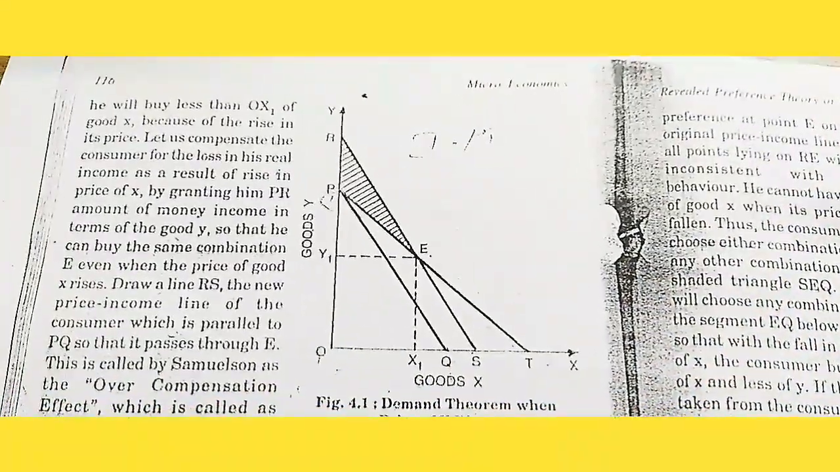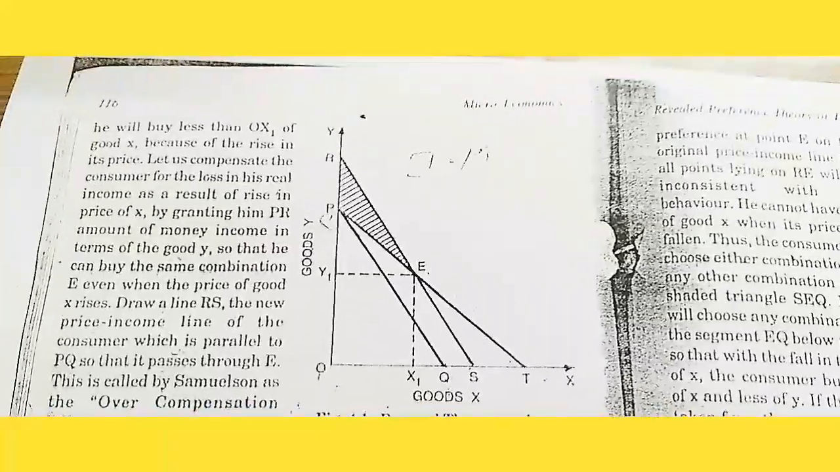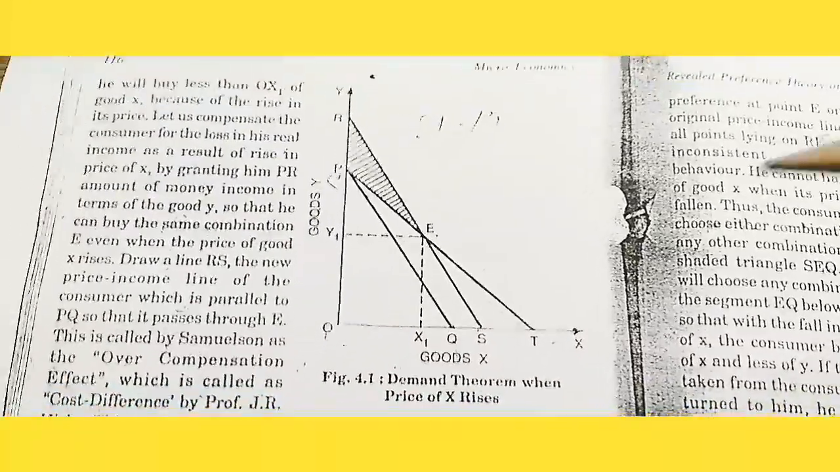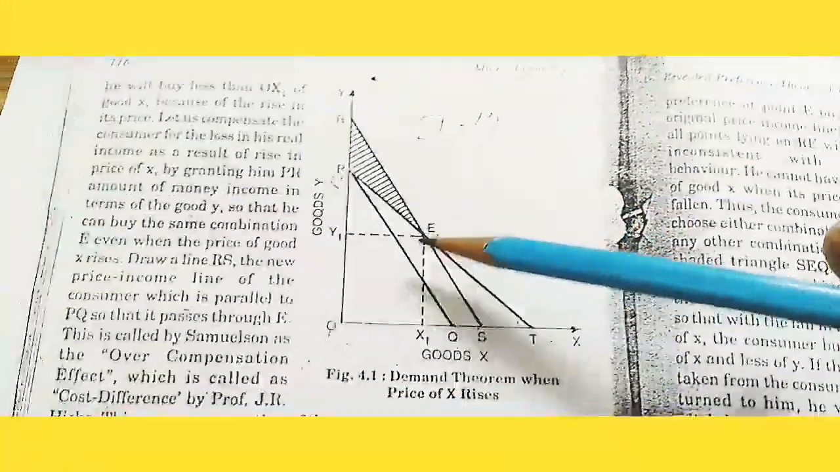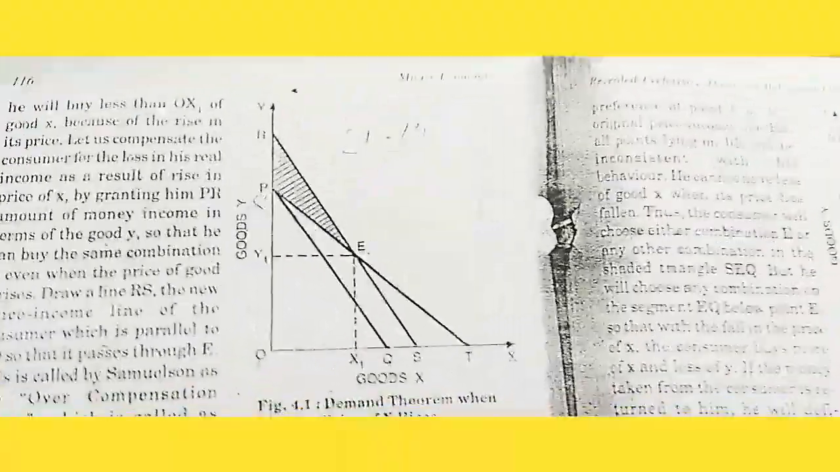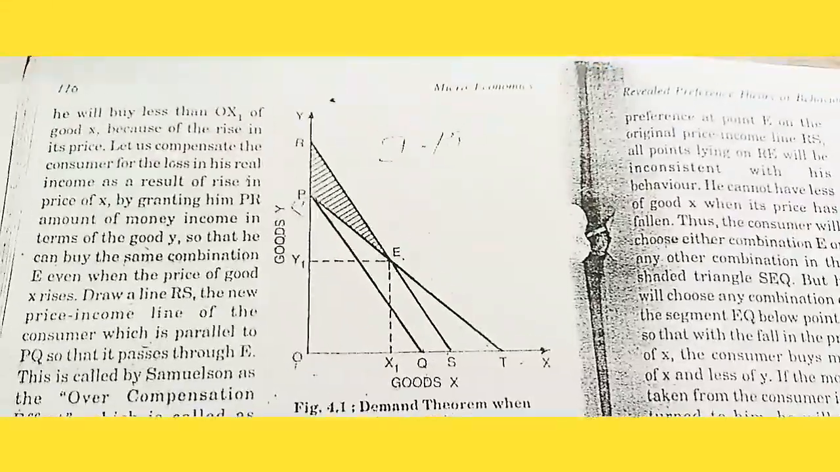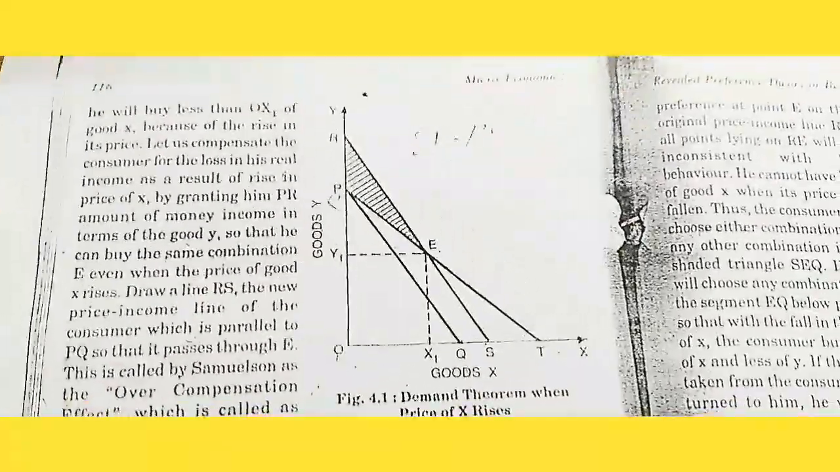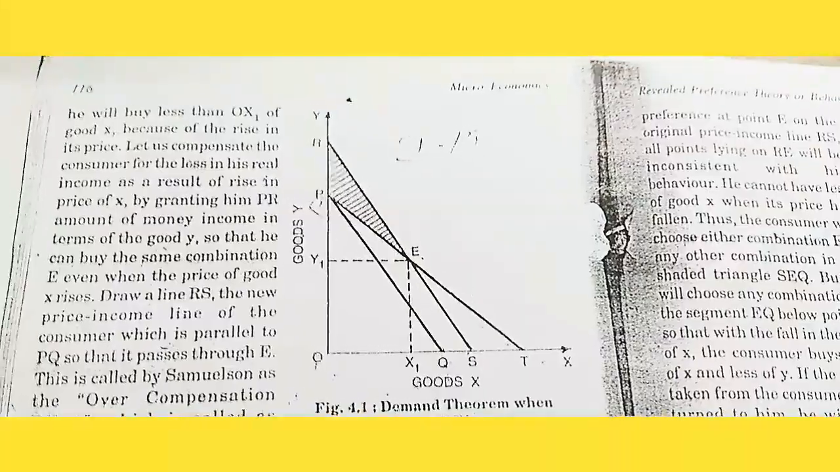E and choose either this combination E or any other in the shaded triangle PER. But in the present situation, he will choose any combination on the segment ER above the point E, so that he will have less of X and more of Y.